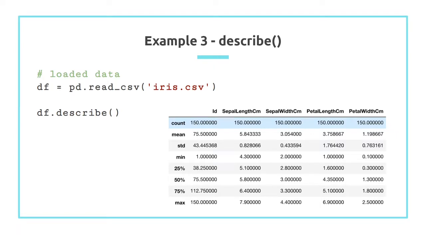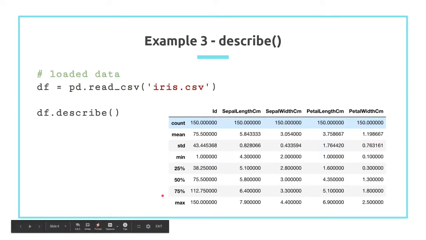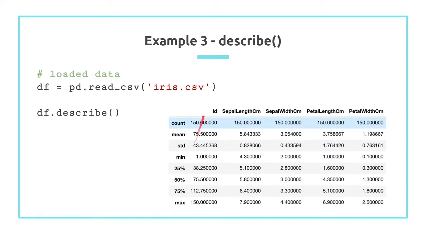The output returned is a table consisting of the count, mean, standard deviation, minimum and maximum values, and each of the quartile values. You need to use a little bit of common sense when looking at the output. In this example, the ID column is included as it is numeric, but holds no statistical value for our analysis.